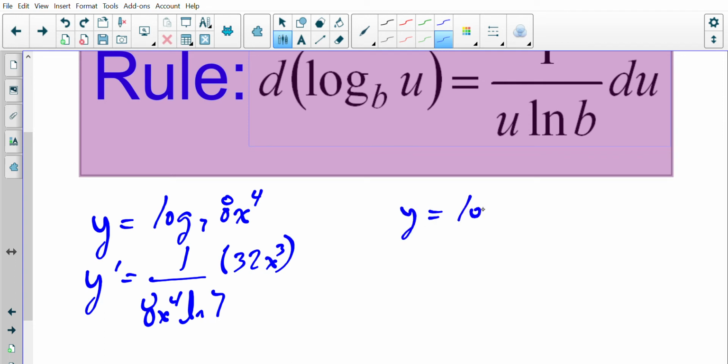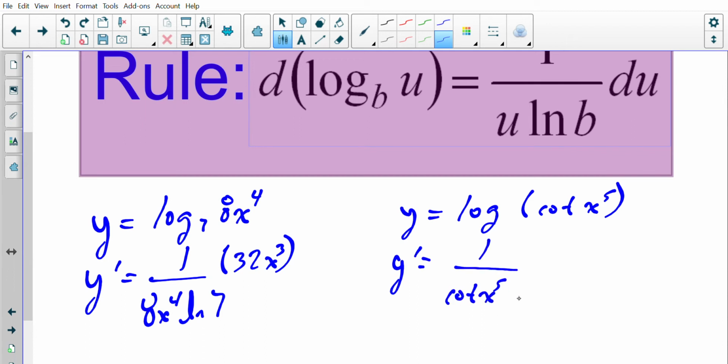Y equals log of, let's do a trig ratio, cotangent x to the 5th. So this is now base 10. Dy dx would be 1 over u, cotangent x to the 5th, multiplied by the natural log of the base. When there's no base there, it's a 10. And then I'd multiply by the derivative of this. So the derivative of cotangent, there's enough room, I can probably fit it in up here. It is negative cosecant u cotangent u multiplied by the derivative of u.